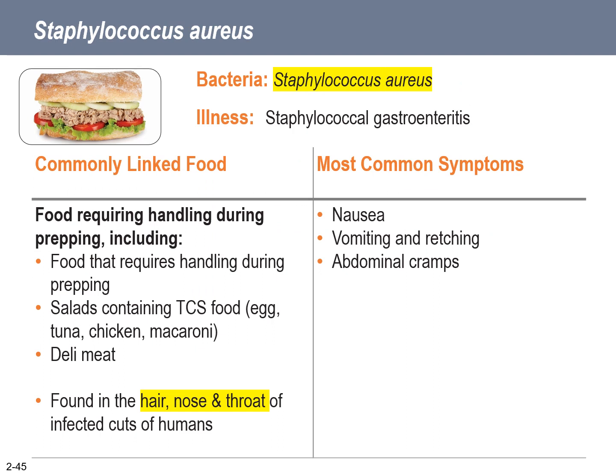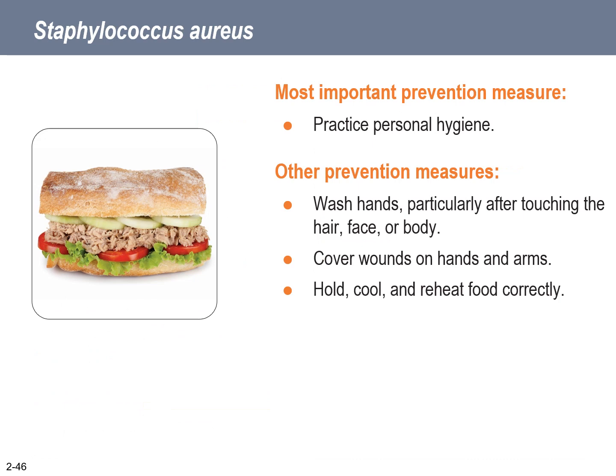Staphylococcus aureus. The commonly linked food is food requiring handling during preparation, so food that requires handling during prepping, and salads containing TCS foods. It is found in the hair, nose, throat, and in infected cuts on humans. Most common symptoms are nausea, vomiting, retching, and abdominal cramps. So retching is dry heaving.